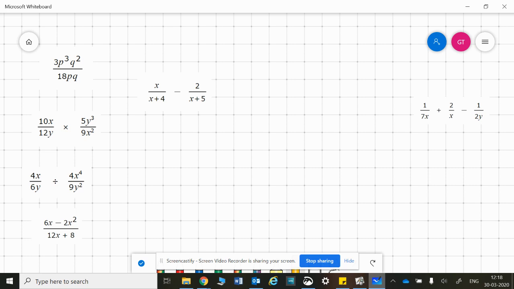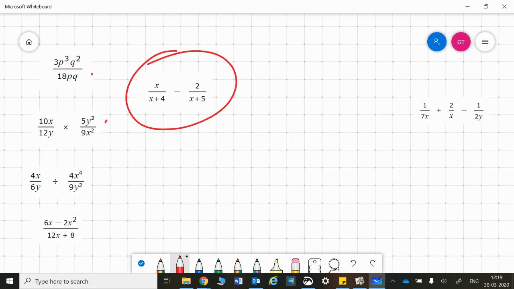Hi there, guys. I'm going to go through the final question here from the algebraic fractions, which is this one, which I've just got here. I've gone through each of these in the previous two videos.